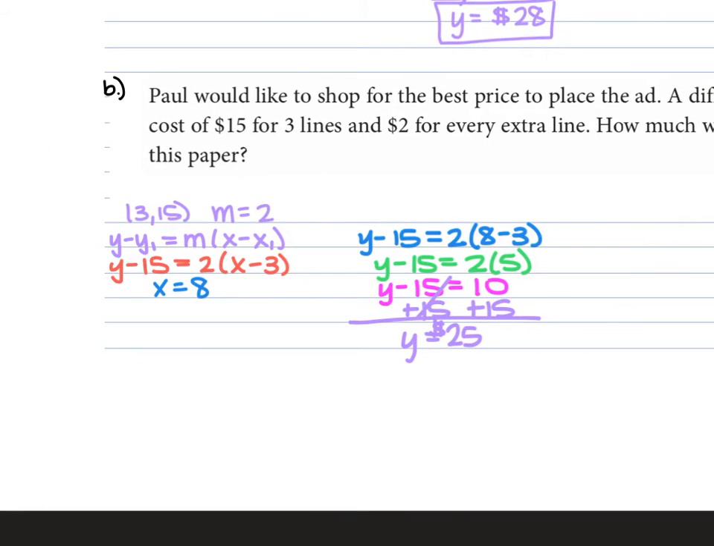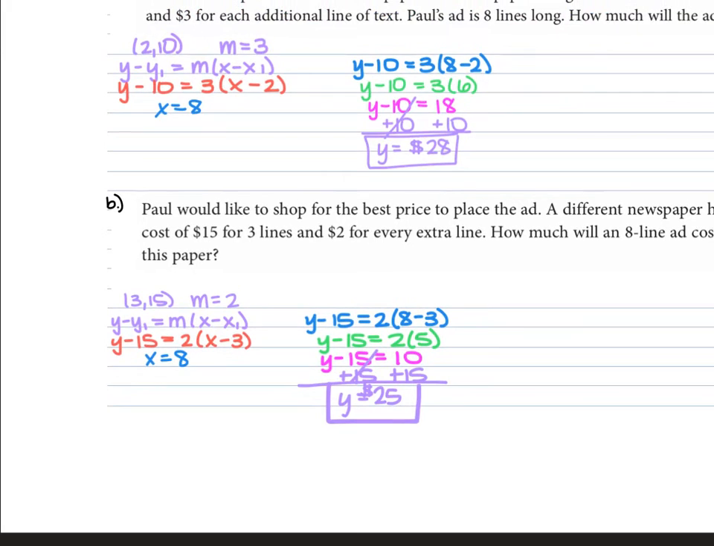So if we look here, the cost for the first paper was $28. This one's $25. So the cheaper route would be to go with the second one that he looked at.